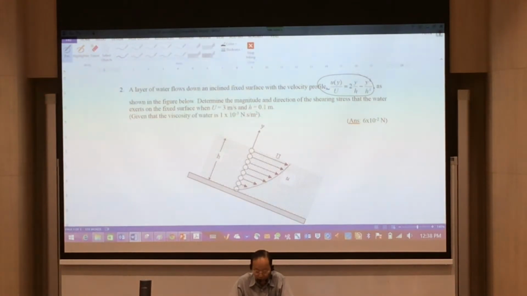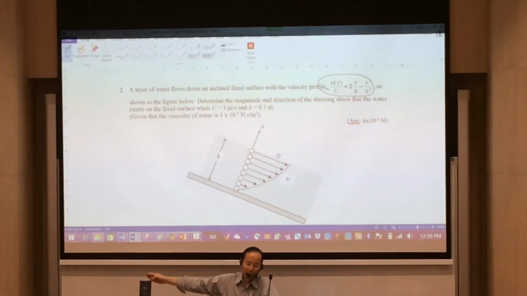And you see that this is positive. It cannot be negative in this case. You work it out, it's positive. In other words, the shear stress is greater than 0. So it's along the fluid direction. The direction of the shear stress is along the fluid flow direction, and its magnitude is given in the answer bracket there, 6 times 10 to the power minus 2 Newton. So I'm just giving you a guideline, the approach. You have to work it out yourself.